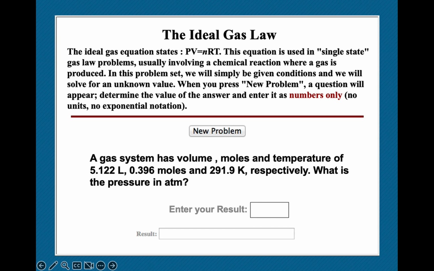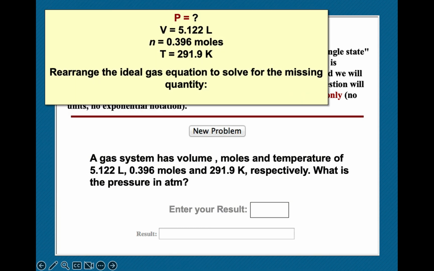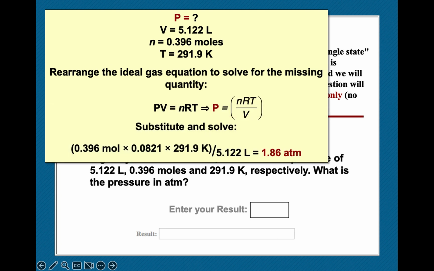So we're solving here for P. Once again, with all the gas law problems, first thing I do is make a little table. Our temperature is in Kelvin, that's good. That's number of moles, that's n. And our volume is liters. The pressure will automatically come up to be atmospheres. No conversions necessary. We're going to take PV equals nRT and solve it for P. As we do that, P is nRT over V. 1.86 is our answer.